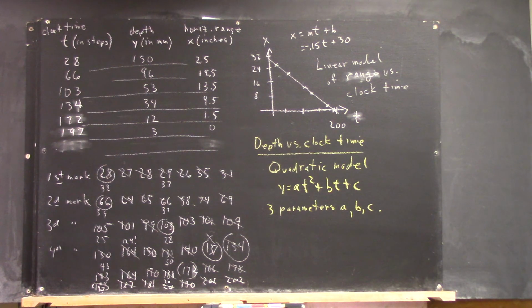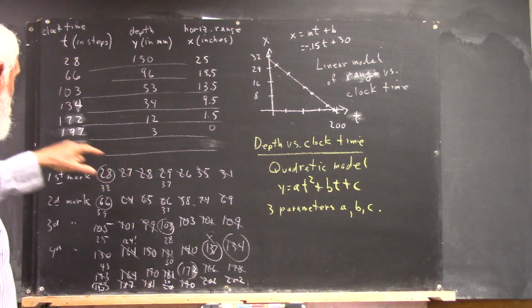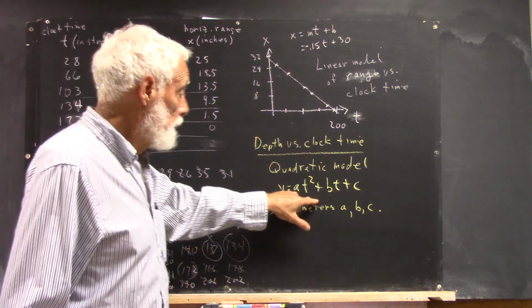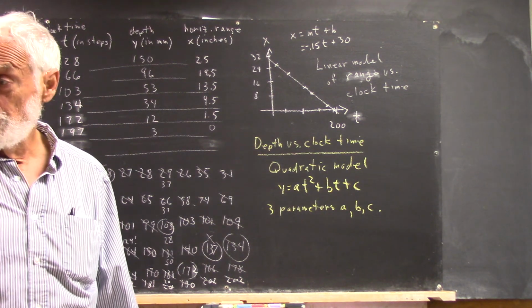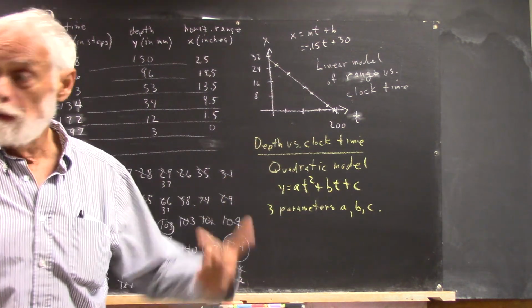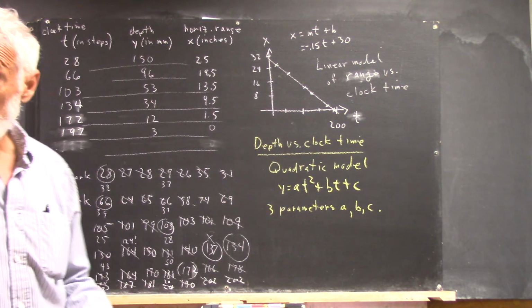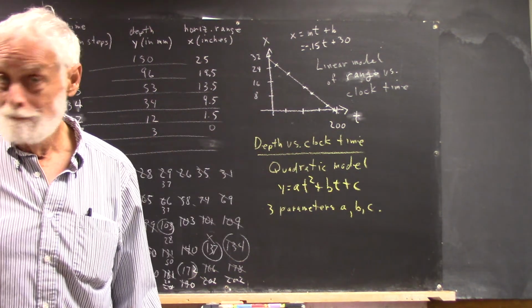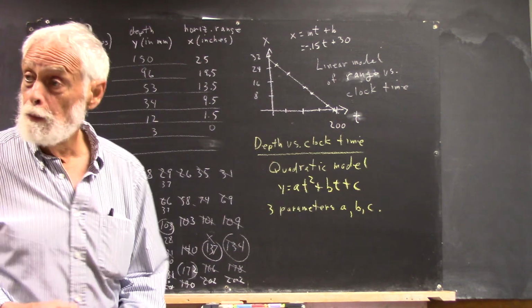Okay? Now, we could just pick 3 of these. You know, 28, 150, 103, 53, 172, 12. Plug them in for y and t, and we get 3 equations, wouldn't we? Okay? Oh, that would totally ignore the rest of our data and totally ignore the fact that there's a trend to our data and that any single data point has more error in it than the general trend will. Does that make sense?